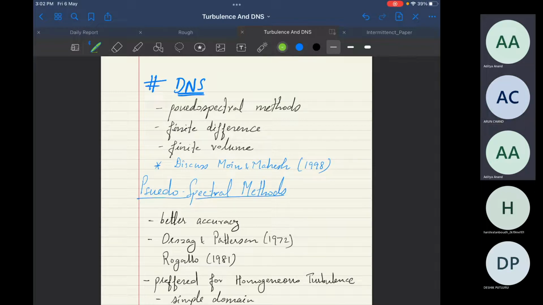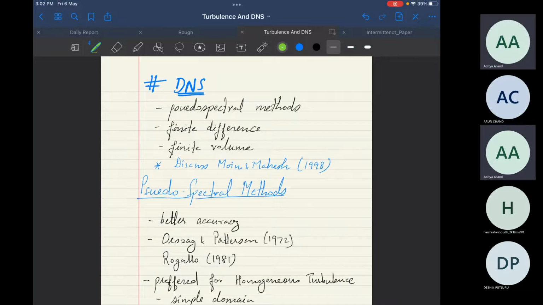You said that DNS resolves all the length scales. Is there any provision to provide that length scale? Just like in LES, we say we have a cutoff length scale KC, and it resolves all the length scales greater than KC. Just like that, how are we going to provide that in our case?